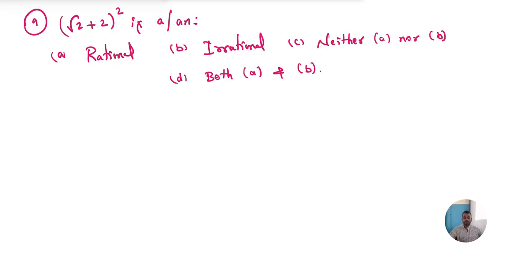Observe your students. The next question is on the screen. (root 2 + 2) whole square is a, or an, rational, irrational, neither a nor b, or both a and b. Which is the correct answer? Let me check. देखो बेटा, I'll give a simple example.